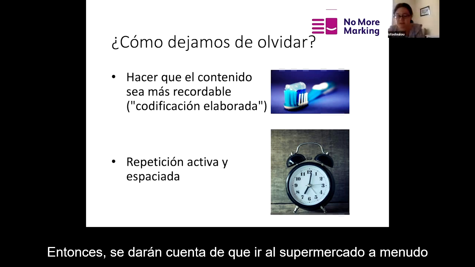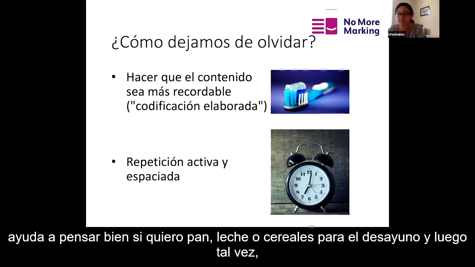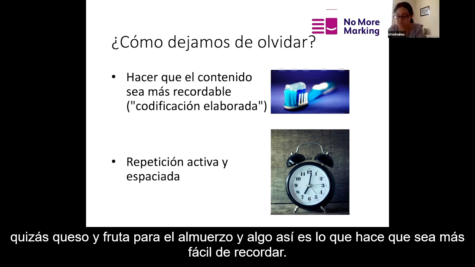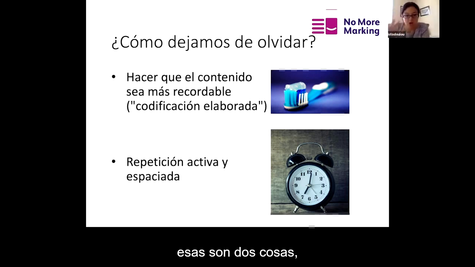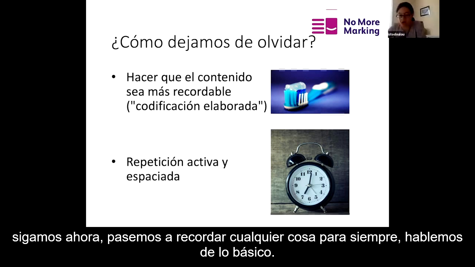And you can see that yourself. When you go into the supermarket, it often helps to think about, well, if I want to get, I don't know, bread, milk and cereal for breakfast, and then maybe cheese and fruit at lunch, something like that. That's what makes it easier to remember. Okay, so those are those two things. And let's move on now.